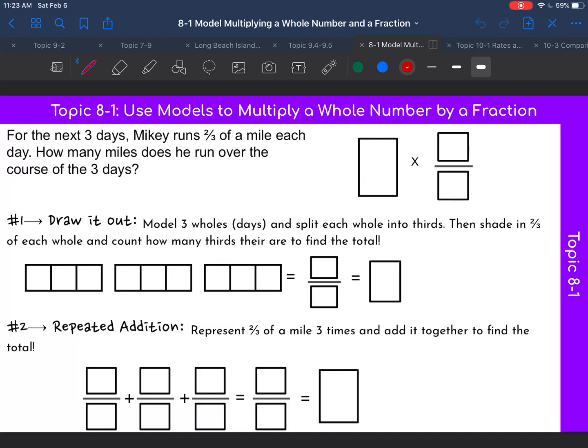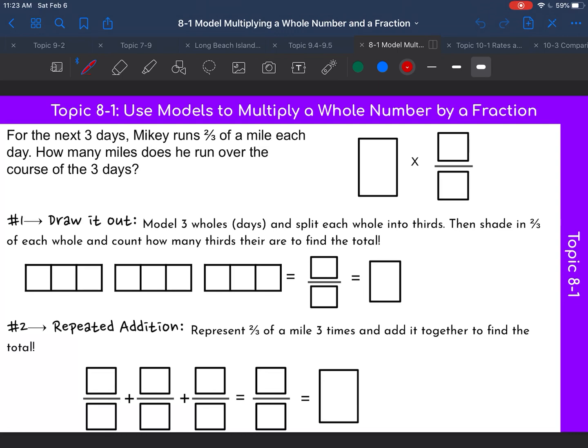Hello, fifth graders. So today we're going to be starting a brand new topic. We've talked about adding fractions, subtracting fractions, and adding and subtracting mixed numbers. Now we're going to be multiplying fractions. So today's lesson is all about how to model multiplying a whole number by a fraction.